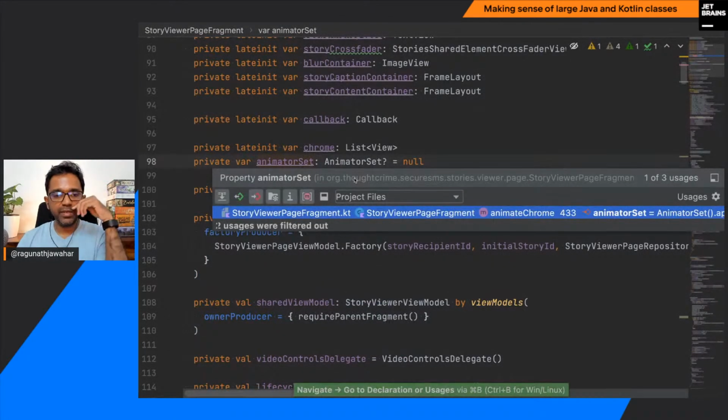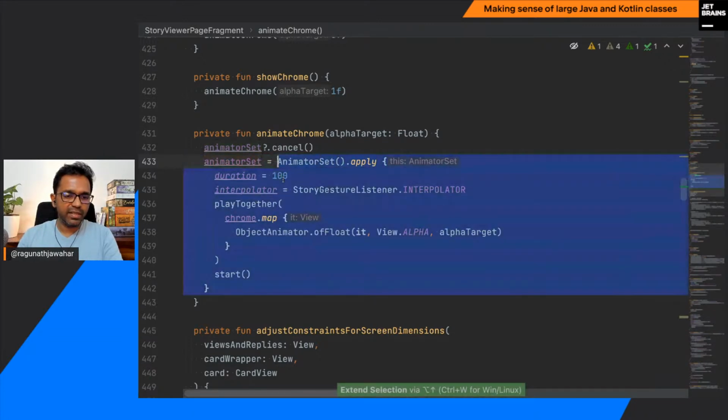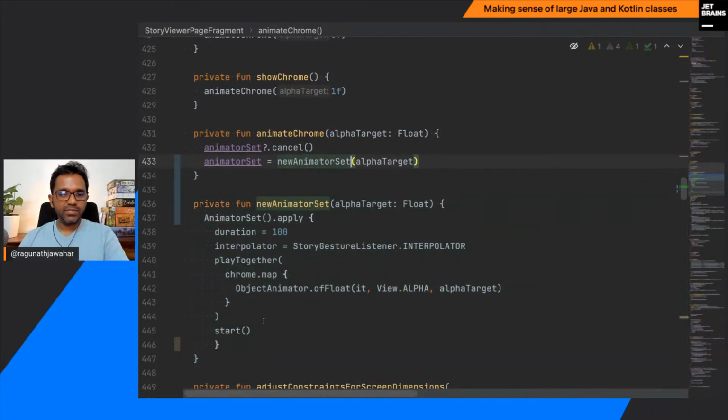So we do see who's writing to it. And this is writing here, right? Now this becomes slightly tricky because this is not inside on view created. And this has put us in a position where it's not a desirable position to be. But I think we can break this dependency. Shouldn't be a problem. So we'll do a couple of steps. The first step is for us to extract this into a separate function, right? So you could extract it as a function and then call it create new animator set, or you could say new animator set, right? So that looks fine.